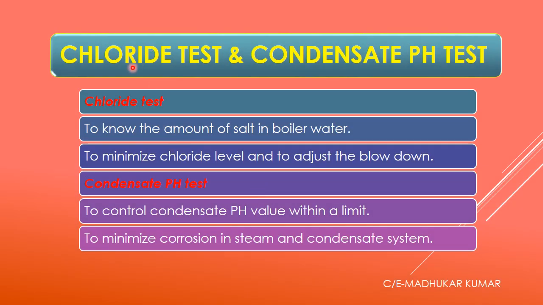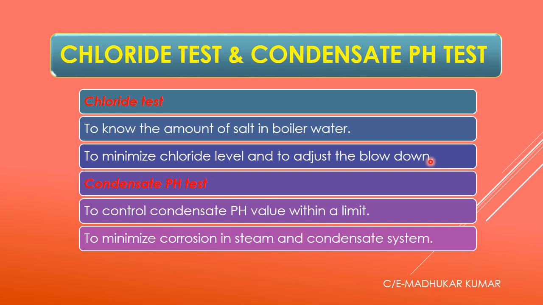Here we are going to see the chloride test and condensate pH test. So what is the chloride test? It is to know the amount of salt content in the boiler water, to minimize the chloride level and to adjust the blow down. Because if you have higher chloride levels, we have to do blow down, but unfortunately when we blow down, the other chemicals which are already in good condition will also go. So we will lose lots of chemicals when we do the blow down.